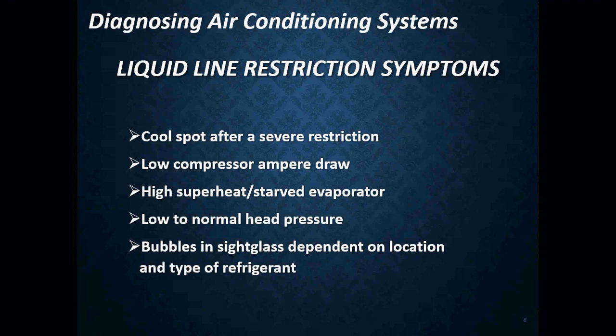High superheat is an indication of a starved evaporator. That's another telltale sign that you have an issue, a possible liquid line restriction. Lower to normal head pressure in a system with a receiver is due to liquid backed up in the condenser, but no heat load from the evaporator for the condenser to reject. If the evaporator cannot absorb heat, how can the condenser reject the heat? If one's not doing its job, how can the other do it? That's basically what we're getting at.